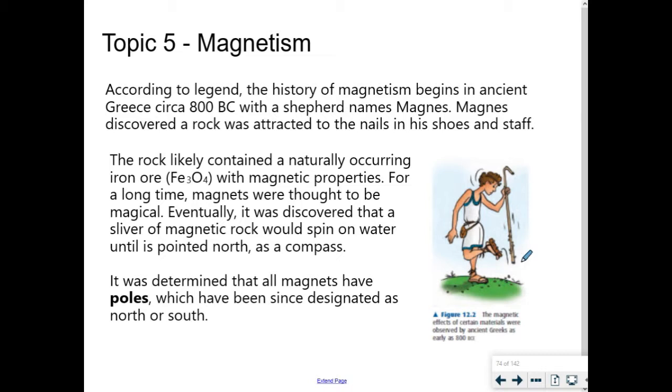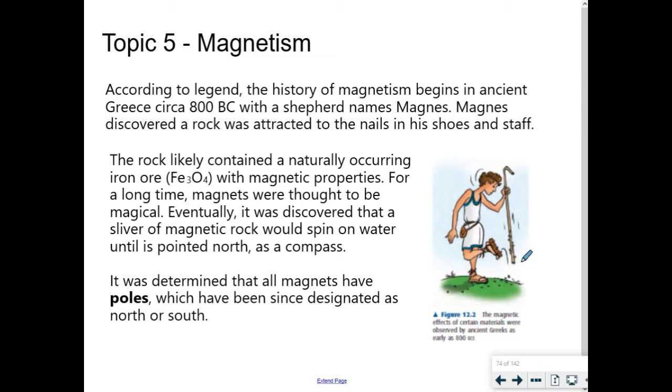According to legend, the history of magnetism begins in ancient Greece around the year 800 BC with a shepherd named Magnus. Magnus discovered a rock was stuck to the nails in his shoe and staff. I don't really see this being any different than, remember when I had my magic wand and I had it pick up little pieces of paper? He discovers that, hey, there's a rock stuck to my shoe. It's not coming off. Can you imagine someone being in that scenario and thinking, that's really weird, that's cool?